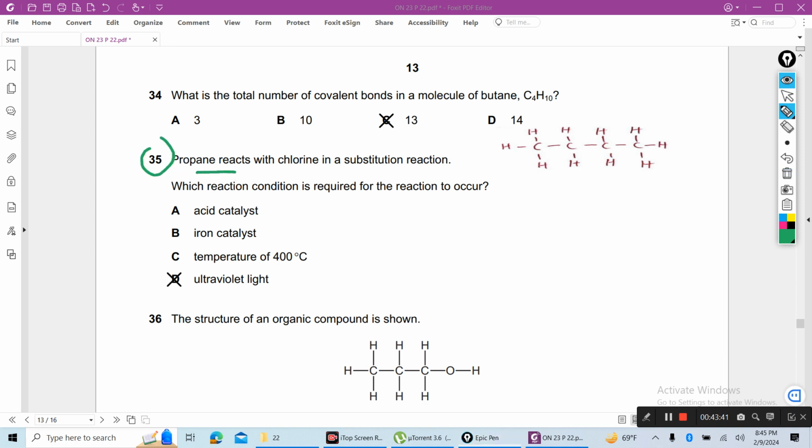Next, propane reacts with chlorine in a substitution reaction. Which reaction condition is required for this reaction to occur? And you know, ultraviolet light is needed. Any alkane reacts with halogen to form haloalkane plus hydrogen halide. For this reaction, UV light, I mean ultraviolet light, is needed.